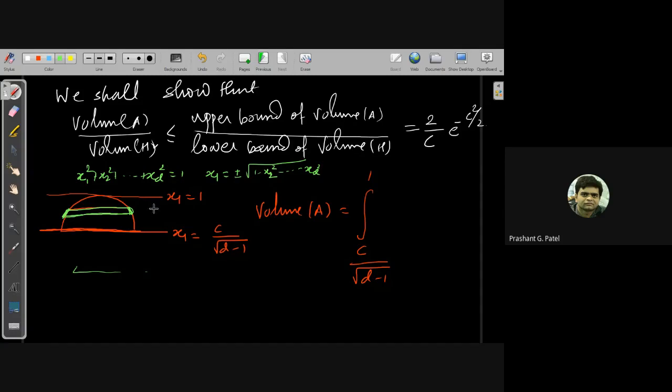Okay, so what will be the volume of that unit disk? It is the radius raised to the power of that d minus 1 dimension. So the radius of this sphere is 1 minus x1 square, raised to d minus 1 by 2, into the volume of d minus 1 dimensional space, and this integration with respect to x1 that we need to do. So the volume of A will be calculated in this manner.